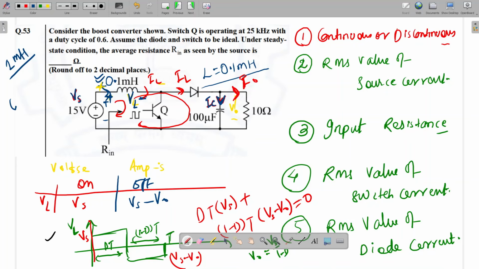So what will be the output voltage here? See, duty ratio is 0.6. Output voltage is equal to 15 divided by 1 minus 0.6. Can anyone tell what the output voltage will be? 15 divided by 1 minus 0.6, so this is 37.5 volt. Okay, so what will be the output current? Output current will be 3.75 ampere.